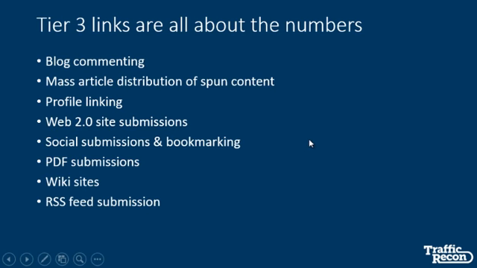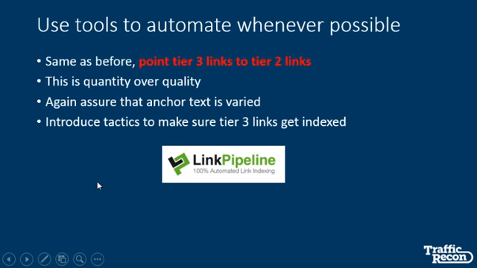Now, tier 3 links, again, are all about the numbers. You want to use tools to automate this, and the value of tier 3 comes in the same way the value at tier 2 came in for tier 1. The point of tier 3 links is to point to tier 2 links. Tier 3 links focus on getting tier 2 links indexed, noticed, and more valuable. If a tier 2 link becomes more valuable, it's more valuable to the tier 1 link. If the tier 1 link becomes more valuable, it pushes weight down to my main site. This becomes quantity over quality, right?